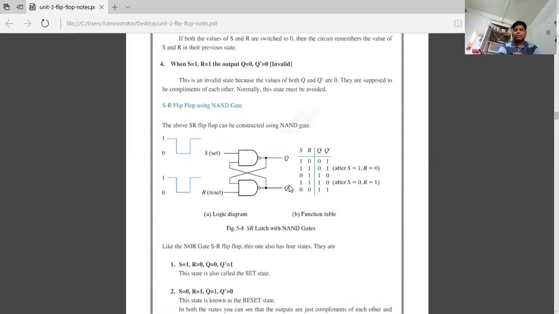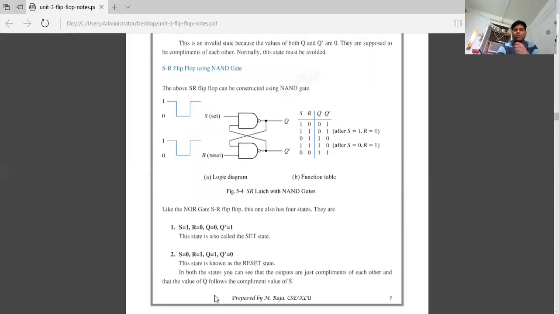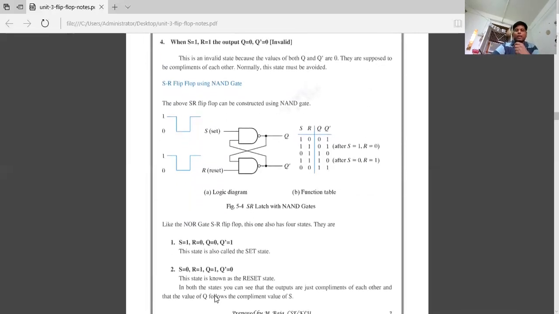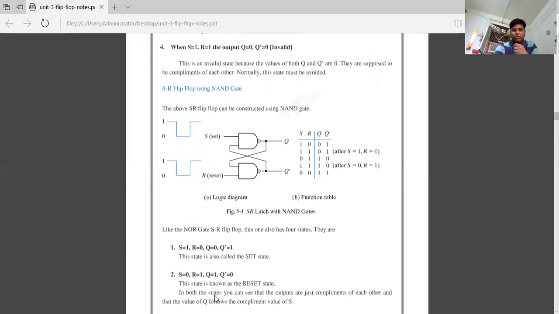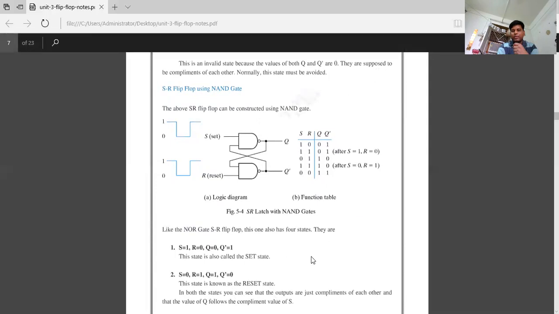Now we use NAND gates, with set and reset values. When set and reset are 1 and 0, Q is 0 and Q dash is 1. S 1 and R 0, this state is called the set state. When S is 0 and R is 1, the output is Q equal to 1 and Q dash equal to 0. This is known as the reset state. In both states you can see the outputs are complements of each other, and the value of Q follows the complement value of S.